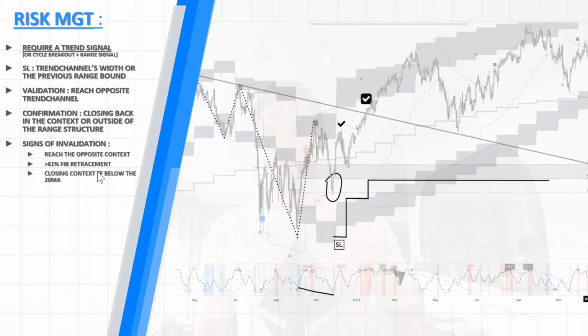Closing the context time frame below the 20-period moving average is also one sign that the market doesn't really want to go up or down. Though the 20-period moving average on the context time frame is going to be a crucial element for us in trend following. I haven't been talking about it yet, but we'll eventually later on, specifically for the pullback trades. So the 20-period moving average can be a sign.